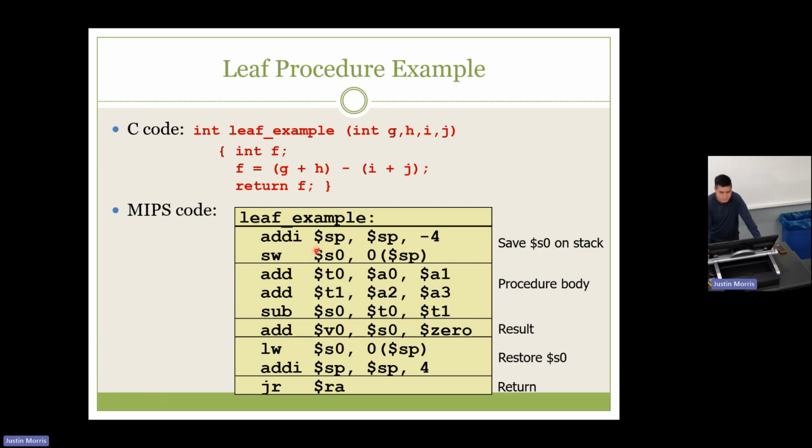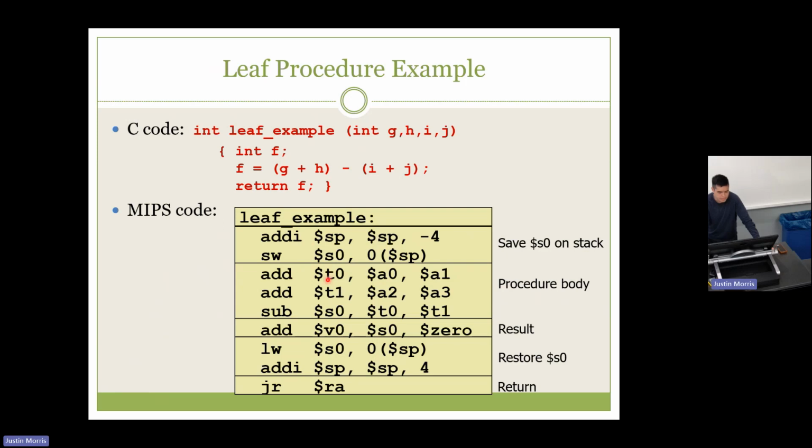MIPS for this. So we need a register for this F, right? The first thing that we do is decrement the stack pointer by 4 so that we make space to save the register that we want to use. The register that we want to use is this S0 register. So we're going to store word, the contents of it, to the stack pointer.